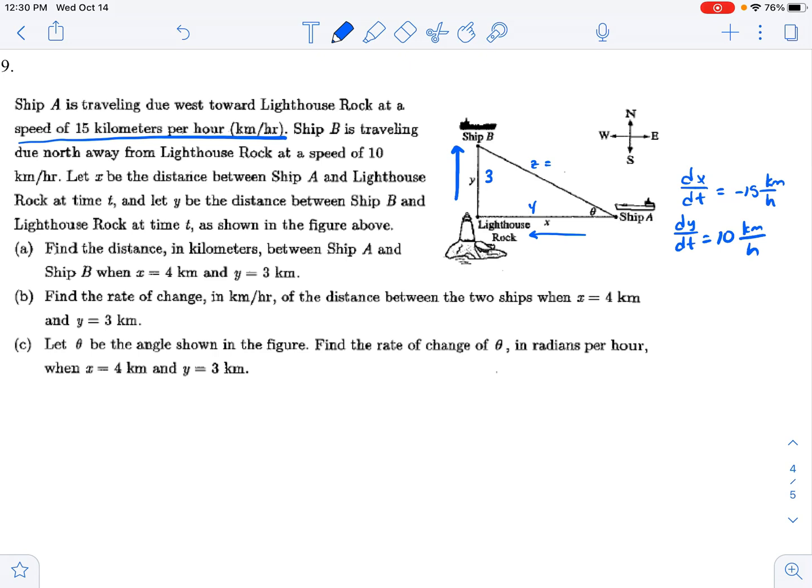All right, I'm going to call this side z. You probably don't have to work too hard for that. What's it going to be, folks? 5, right? We've got a 3, 4, 5 right triangle.